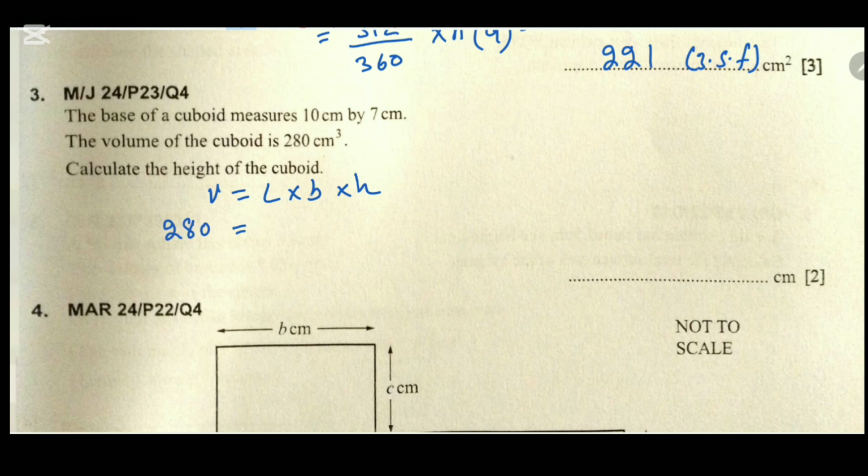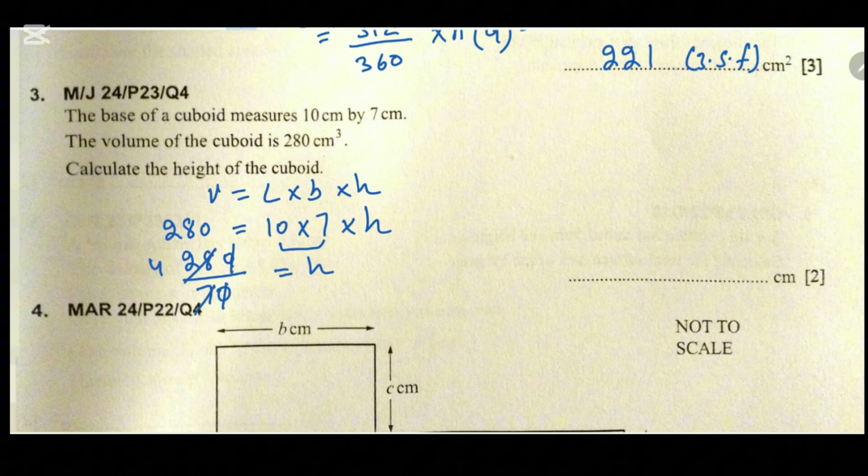You will put the values, and the base of a cuboid. Base means length into breadth. So 10 will be length and B will be 7. Height is not given to you, it will remain as it is. So 280 over 10 sevens are 70. So it will be divided there and h will remain there. So when you will divide it, we will cancel them. 7 fours are 28. So 4 will be your answer.